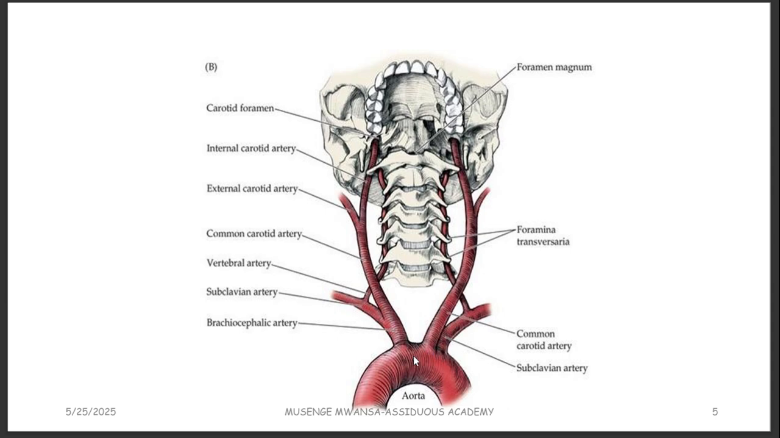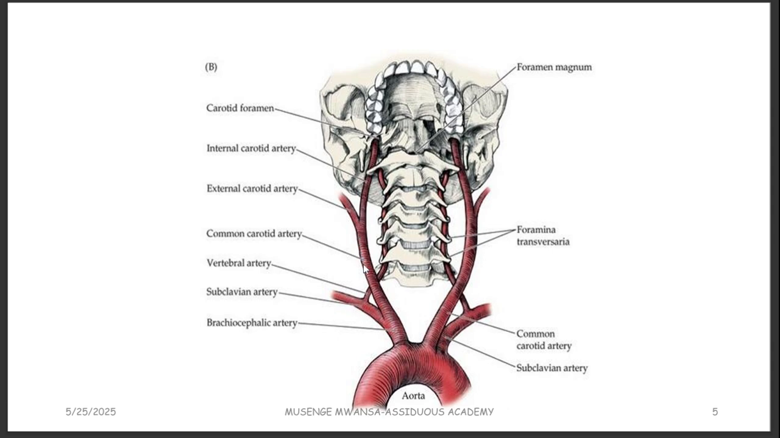And then again from the arch of the aorta, the next branch is the left common carotid and then the left subclavian. The left subclavian again will give you the left vertebral. And you can see these are passing through the intervertebral foramen. They are going to the brain. These are supplying the posterior part of the brain. What supplies the anterior part of the brain? You can see what is remaining.